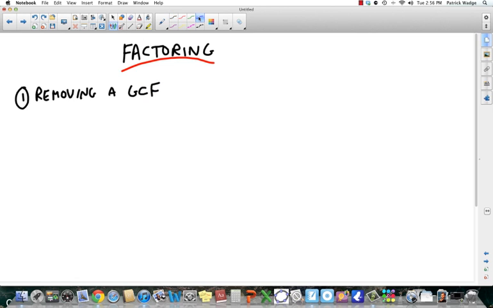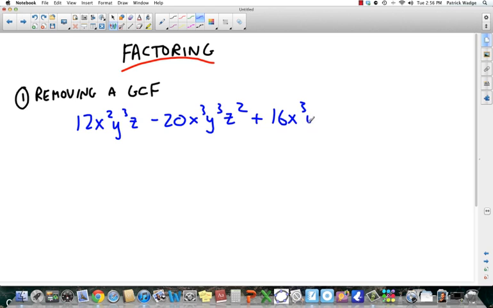So an example of that would be a question like 12x squared y cubed z minus 20x cubed y cubed z squared plus 16x cubed y. Okay, we want to take the greatest common factor out of this question. There's 3 terms here. Every time you see a minus sign or a plus sign, it separates terms. So there's 1 term, 2 terms, 3 terms here.